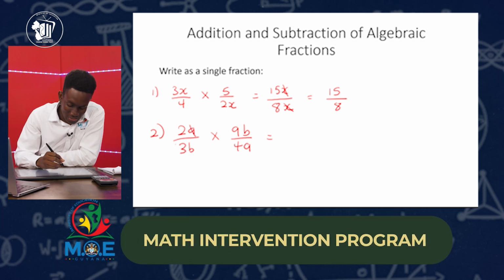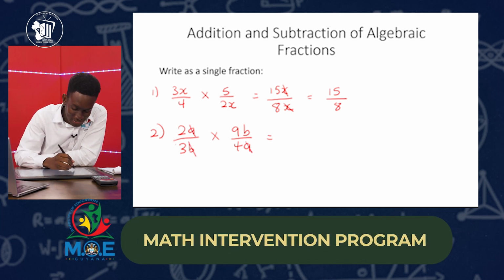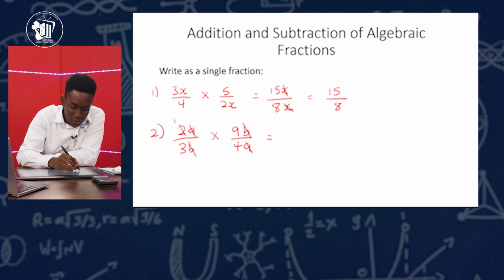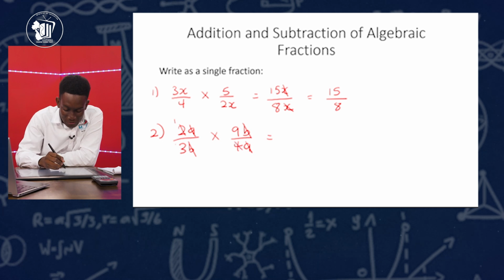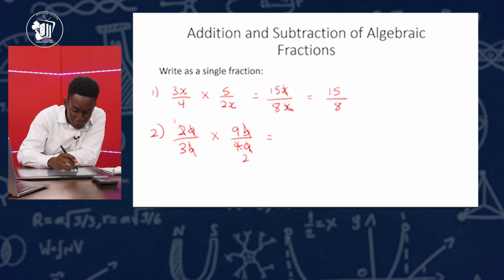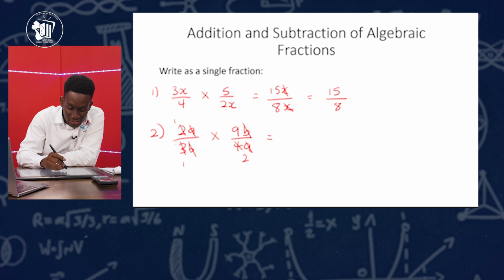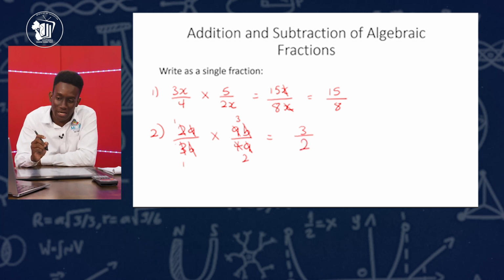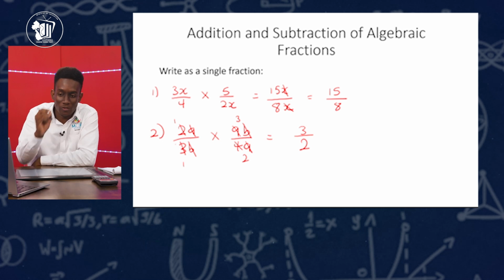So this a will cancel out with this a, this b will cancel out with this b, and 2 can go into the 4. So 2 ones are 2. 4 divided by 2 would be 2. And 3 ones are 3. And 3 into 9 would be 3. So we're left with 1 times 3 would be 3, over 1 times 2 would be 2. And that would be the answer. And that is what we can do if we cancel out.